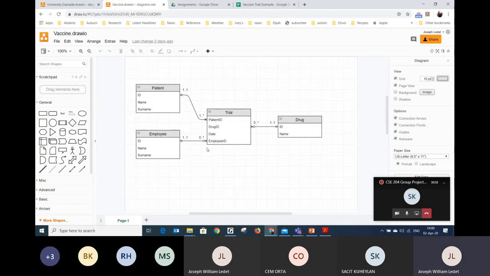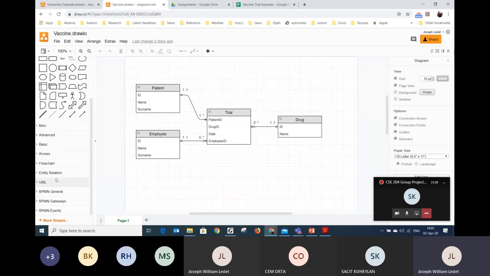This, by comparison, is different. This employee has a one-to-many relationship with trial, mandatory on employee, optional on trial. And what that means is that if there's a trial, it must have one and only one employee that has administered it. If we have an employee, they can administer many trials, but they don't have to have administered any of them. They don't have to have been involved with any trials, but if they are, then they can be involved with many trials. So make sure you understand the difference between these different types of relationships.